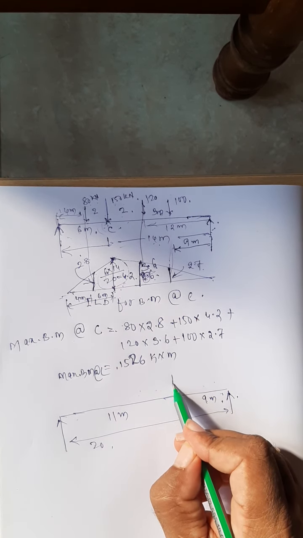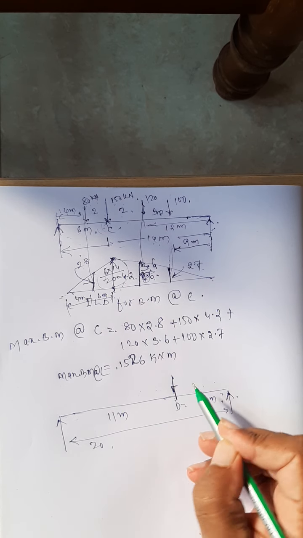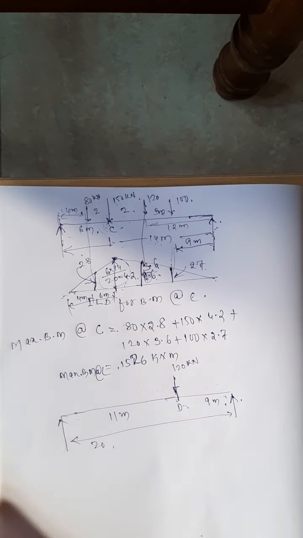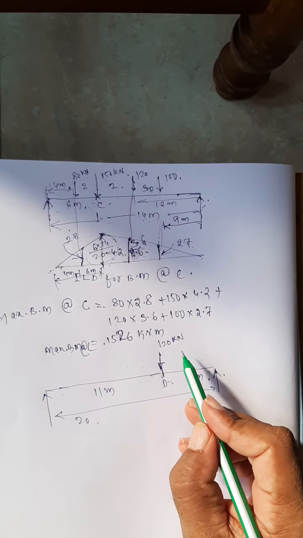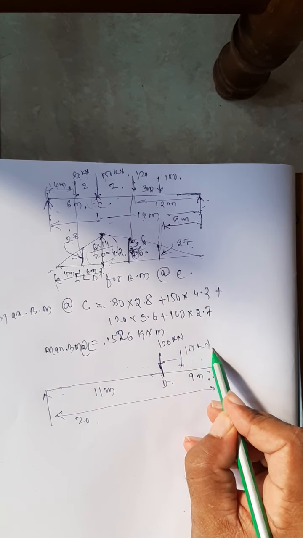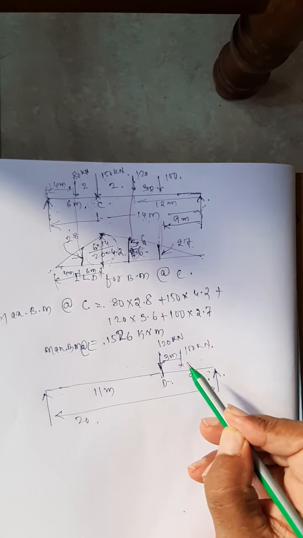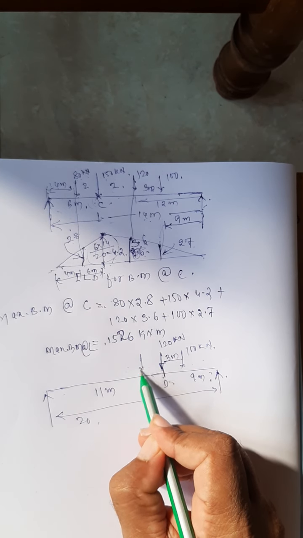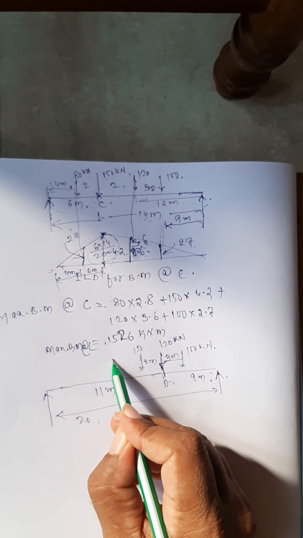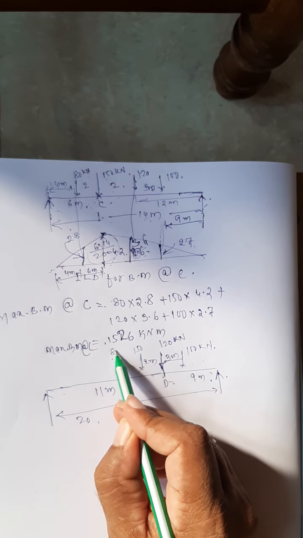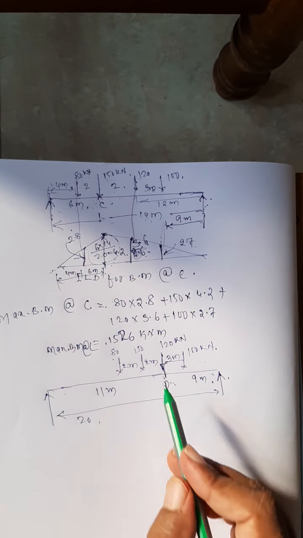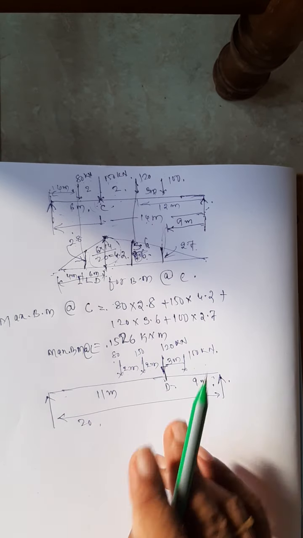Therefore, your load position is something like this. This is 120 kilonewton. First you write 120 kilonewton, then write the other loads. After 120 on this side, we are getting the 100 kilonewton load, and this distance is 3 meter. Then on this side, it is 150, and you are getting here 2 meter. And one more is 80 kilonewton, with this distance as 2 meter. So this is the location for the maximum bending moment.